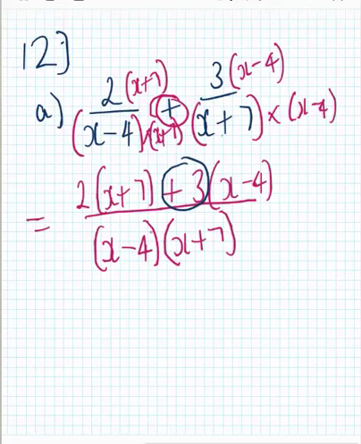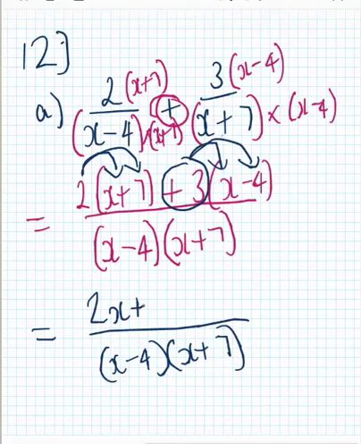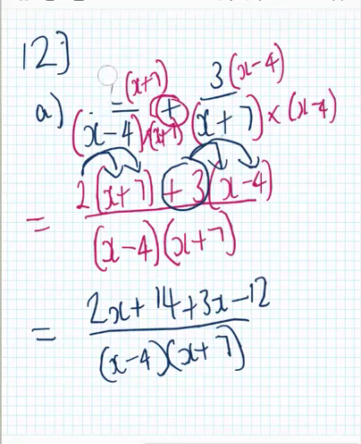And now the bottom will stay the same. We do not expand the bottom, if you know how to do expanding on that. But the top we can expand. So we've got 2 times x, 2 times 7, positive 3 times x, and positive 3 times 4. So that's still the same on the bottom, x minus 4 and x plus 7. So we've got 2x plus 14. It's positive 3x minus 12. Now simplify what we can on the top and we're pretty much done.